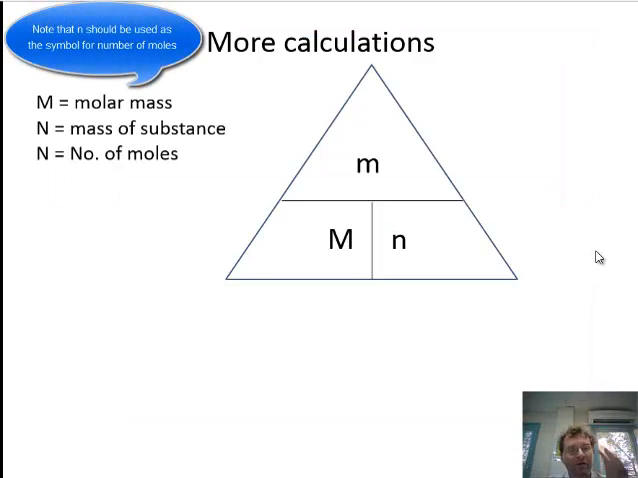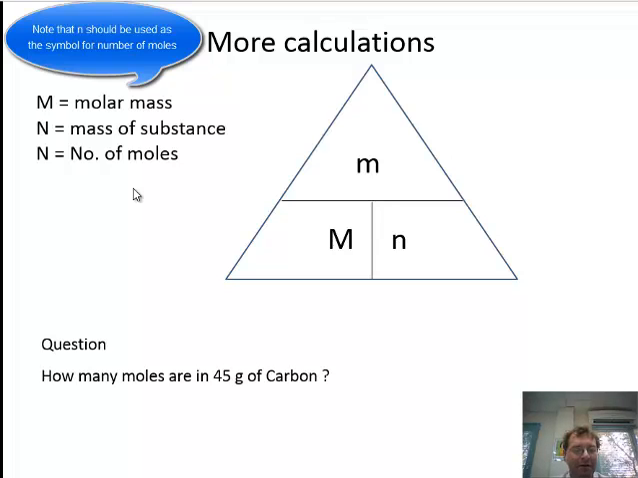This kind of shows an example of another set of calculations we can do. So this is another calculation triangle, just showing exactly what I just explained. The molar mass, capital M, the mass of the substance, the small m, and the number of moles is going to be n, small n. I'll correct that later. So what we have here is, if we have a calculation, how many moles are in 45 grams of carbon, what we can do is we've got 45 grams divided by the molar mass, and that's going to give me 3.7 mole of carbon.